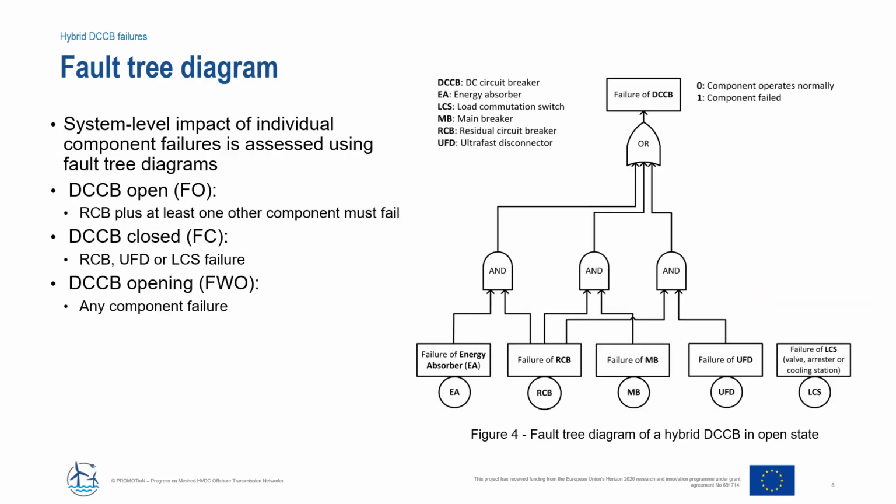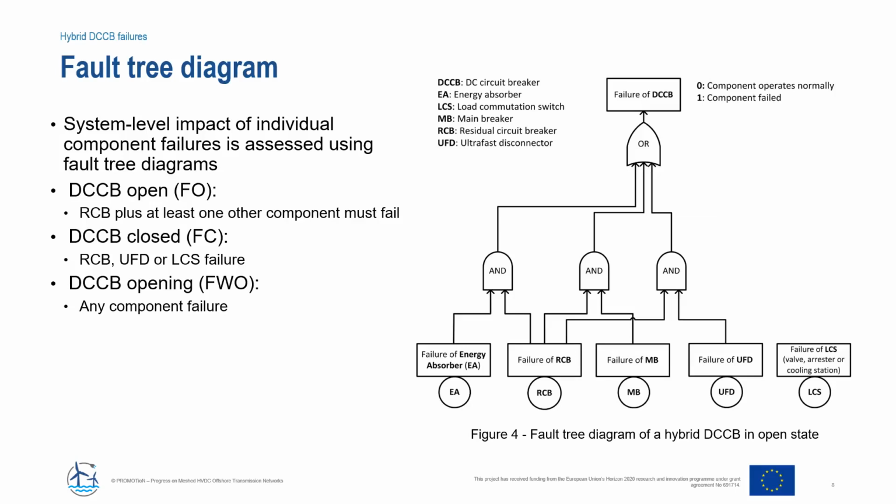As stated earlier, the failure modes of individual components can be applied to the DC circuit breaker as a whole as well. By constructing a fault tree diagram such as the one shown on the right, a link between component and circuit breaker failure is established. In this example, a fault tree diagram of a hybrid breaker in open state is shown. The conclusions we have drawn from fault tree diagrams are the following.